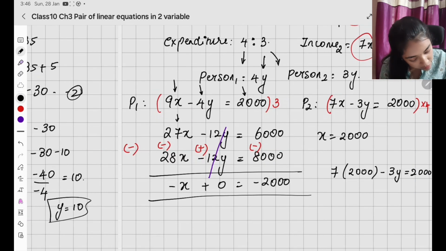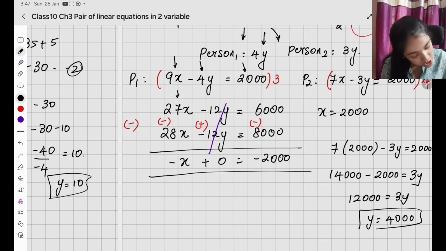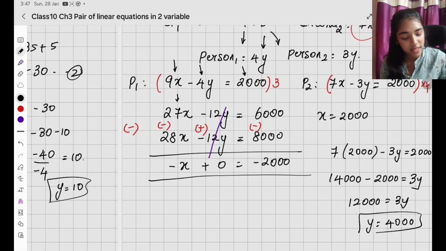So from here we have 7 2s are 14. So 14,000 minus 2,000 equals 3y. 14 minus 2 is going to be 12. So we have 12,000 equals 3y. So y equals 4,000. Easy வந்துருச்சா? We found out the value of x and y very easily.